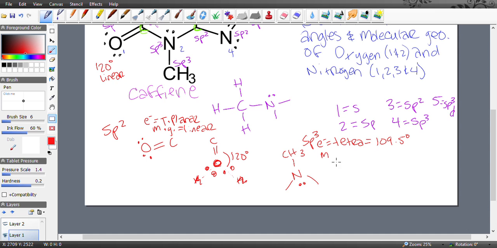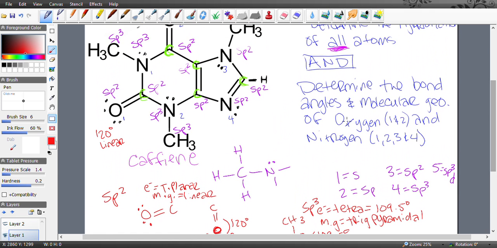And then if we're talking about molecular geometry, we've lost one atom, which takes us down to trigonal pyramidal, right? And since we lost that, the lone pair is going to repel the other ones. So the true angle is going to be less than 109.5 degrees. All right. So that actually is going to be the same thing for nitrogen 1, 2, and 3.